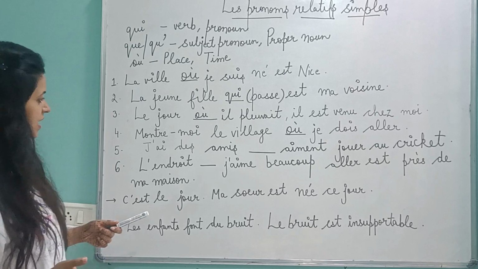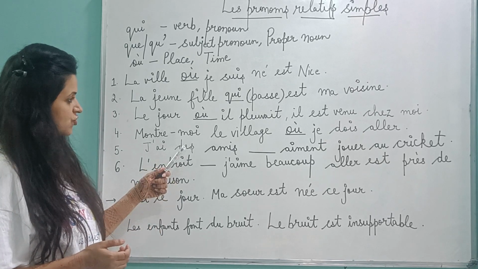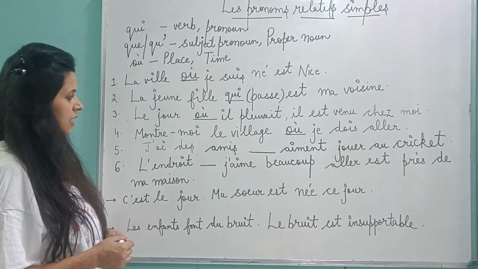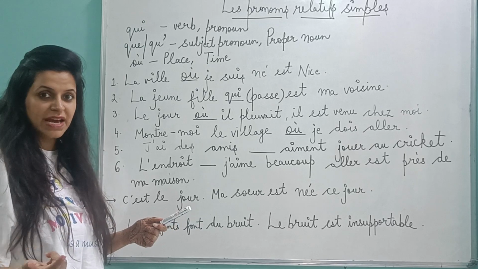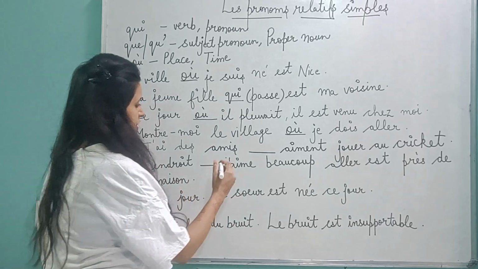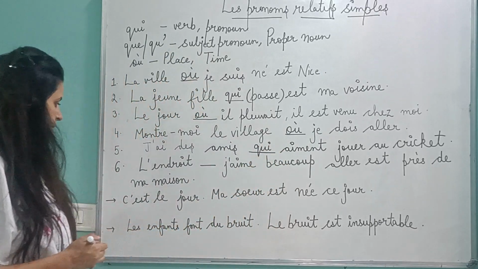I hope you understand. Next part, j'ai des amis, dash aime jouer au cricket. I have some friends, dash aime. Now again after the blank there is a verb. So j'ai des amis qui, who likes to play cricket.